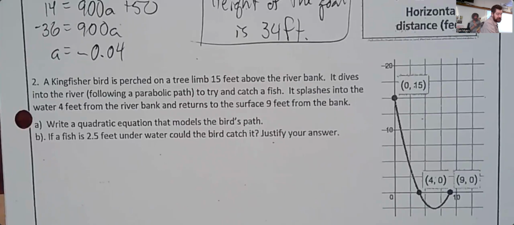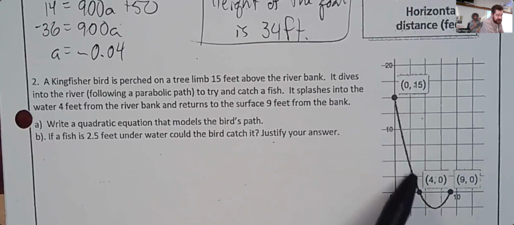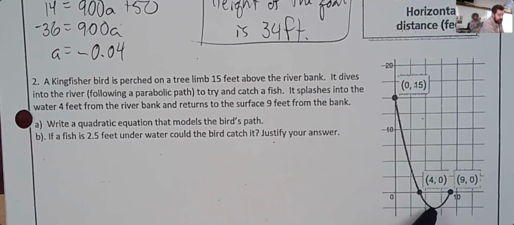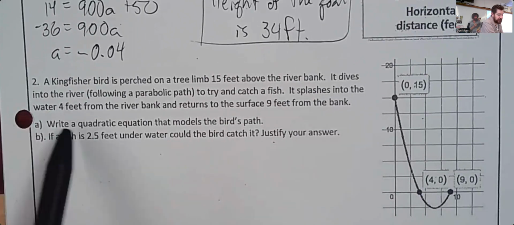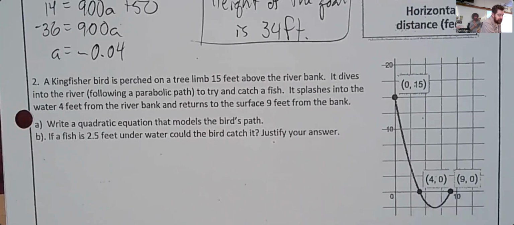So let's see, a kingfisher bird is perched on a tree limb 15 feet above the riverbank, right here. If it dives into the river, following a parabolic path, to try to catch a fish, it splashes into the water 4 feet from the riverbank. So here's the riverbank, 4 feet away from the riverbank, and returns to the surface 9 feet from the bank. Write a quadratic equation that models the bird's path.